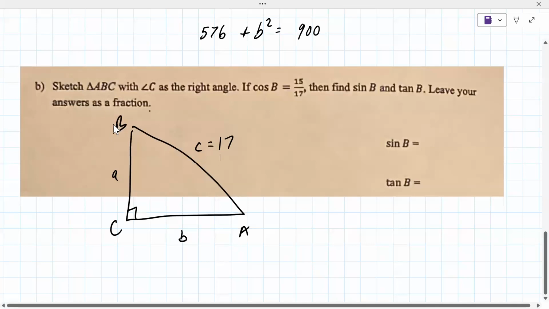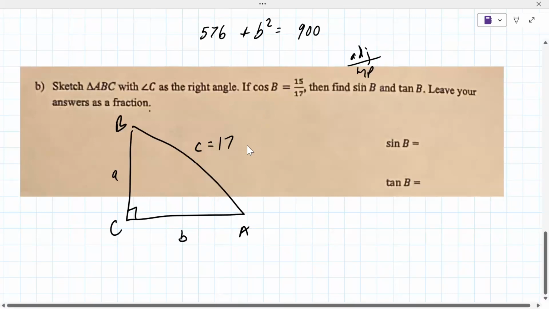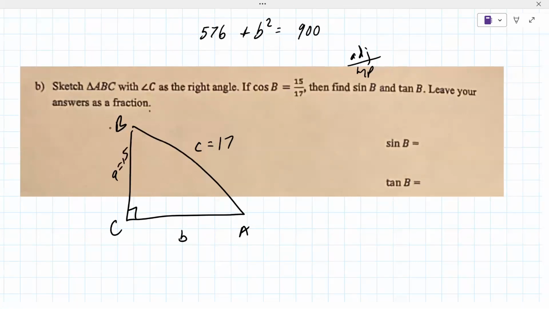So here you're at B. Which one is cosine B, adjacent over hypotenuse? Okay, then adjacent is the one that's not opposite. So then it would just be A, and A would be 15. Okay, and then you can use the Pythagorean theorem again to find little b.